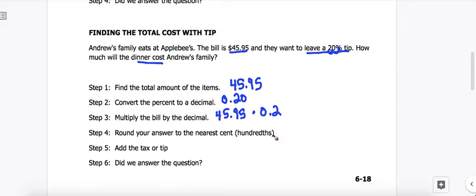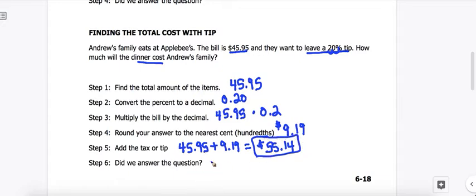Now, after we multiply by the decimal, we have to round the answer to the nearest cent or hundredths. So in this case, it comes out to be 9.19, which is just $9.19. Now, this time, this is not our answer. That is just the tip. So I want to find the total with the tip, so I have to take the cost of the meal, which is $45.95, and I have to add the tip, which is $9.19, and that will give me $55.14.